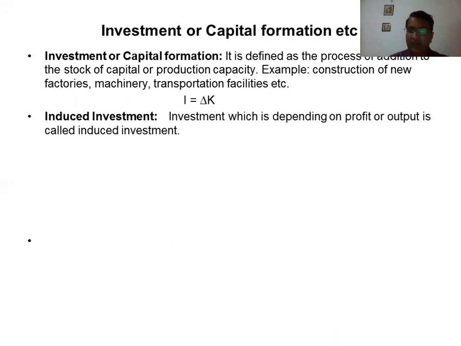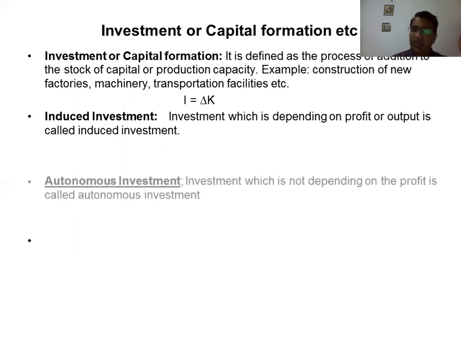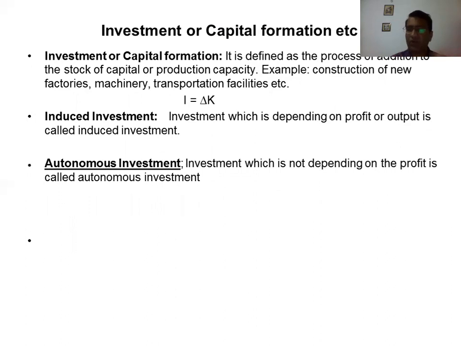Now we divide investment into two parts: induced investment and autonomous investment. Induced investment, which depends on profit or output, is called induced investment. When profit increases, it increases; when profit decreases, it may decrease. But autonomous investment, which does not depend on profit, is called autonomous investment. It is fixed investment. It means it is a one-time investment.